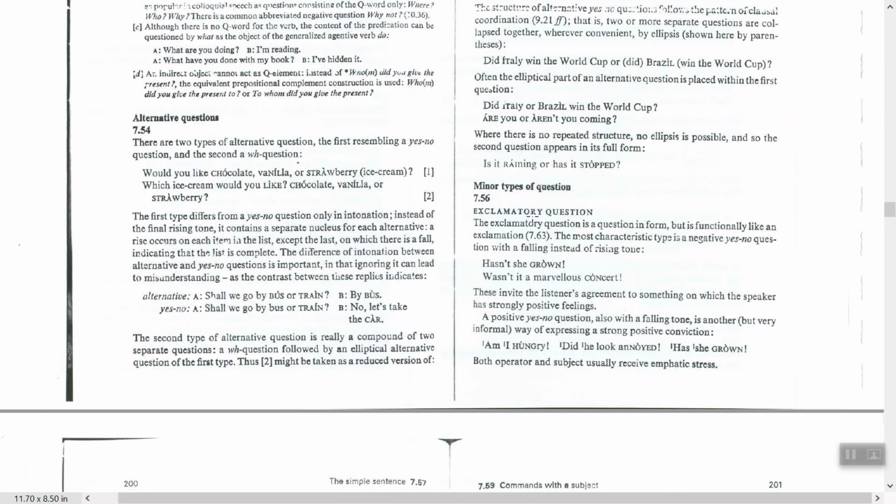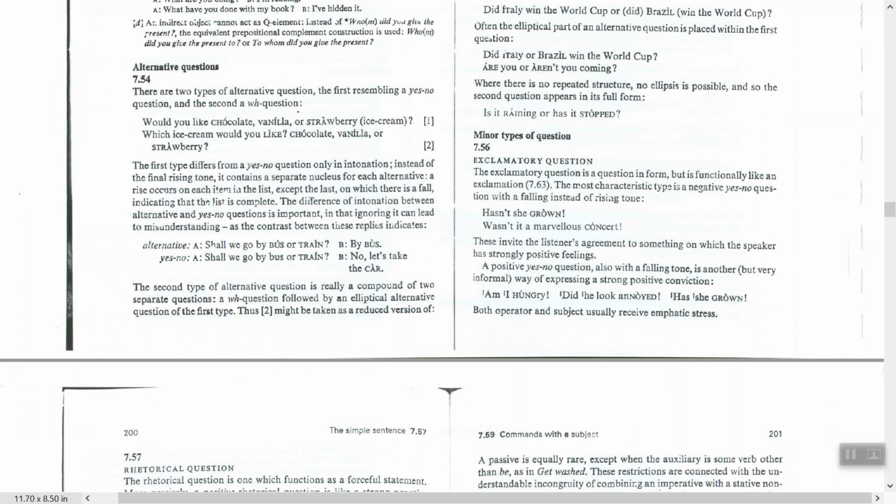Here we have minor types of questions. They are minor, but important here, in need of little attention. Exclamatory question: an exclamatory question is a question in form, but functionally it is like an exclamation. The most characteristic type is a negative yes/no question with a falling instead of rising intonation.